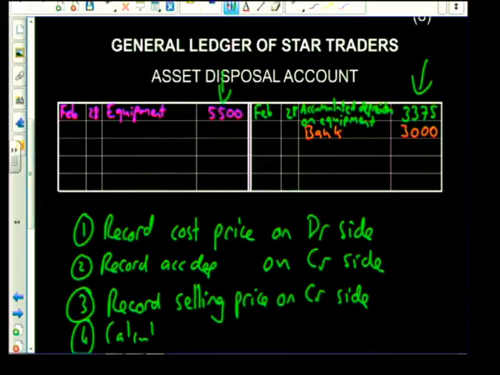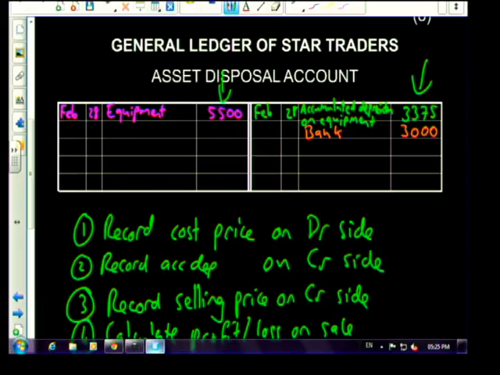So now we have the final step in our asset disposal, and the final step is to calculate the profit or the loss on the sale of the asset. And the way we do that is we balance out this account. We balance out the asset disposal account. So on the left-hand side, we've got 5,500 Rand. On the right-hand side, it looks as if this side is bigger because we've got 3,000 and something plus another 3,000. It looks as if this is over 6,000 Rand.